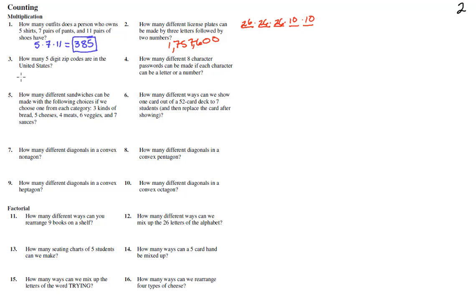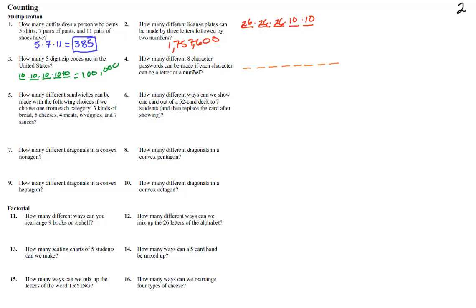How many 5-digit zip codes are there in the United States? 1, 2, 3, 4, 5 digits, and we can have 10 options in each one of these. And so we use the multiplication principle and we get 10 to the 5th, or 100,000. Good deal.